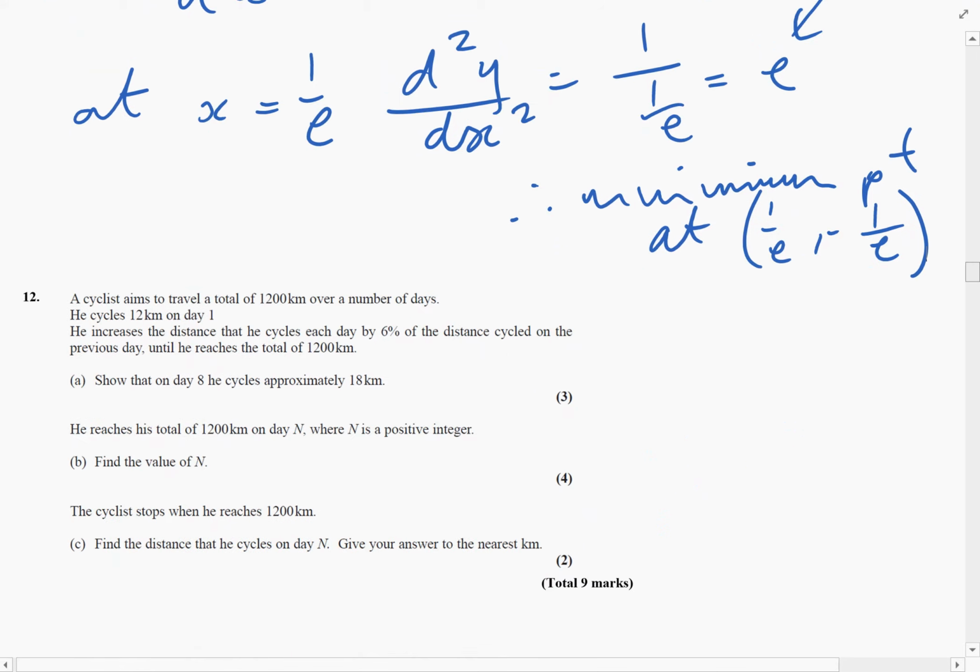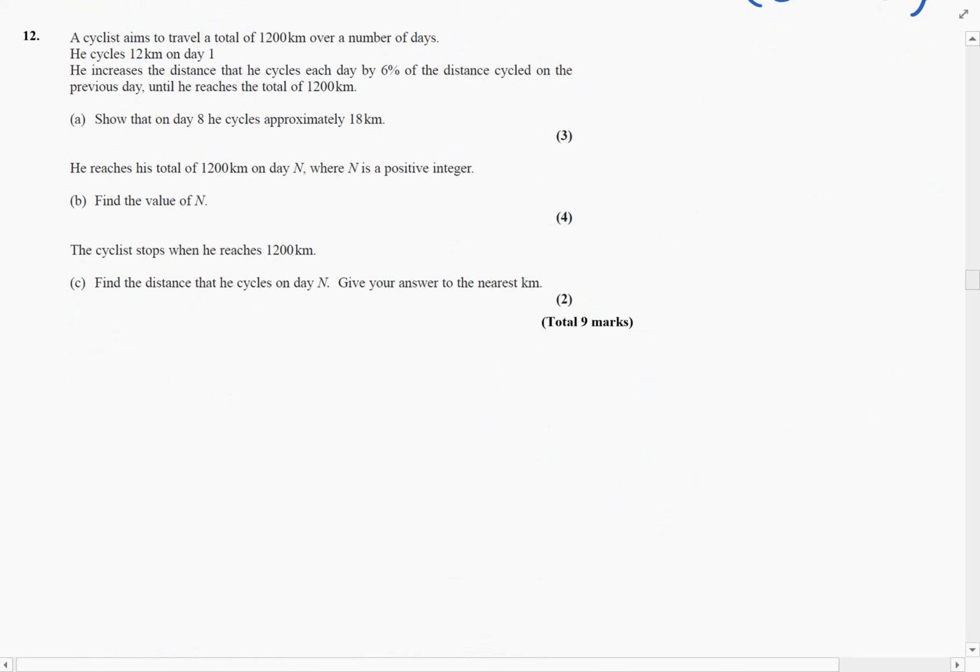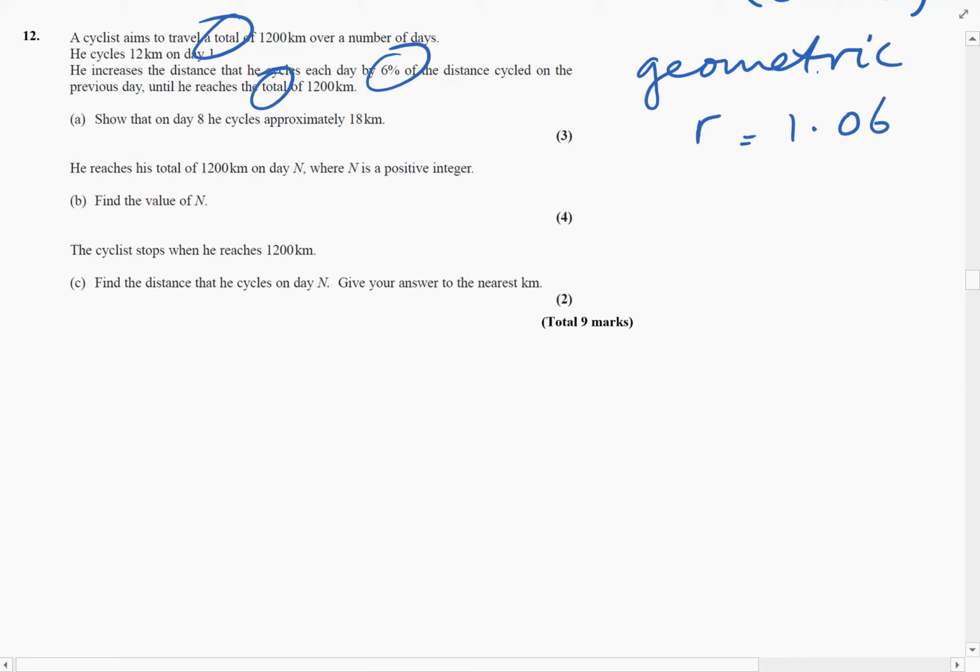Okay, next question, question 12. A cyclist aims to travel a total of 1200 kilometers. Now it says total there, so that means you're probably going to need to use the sum formula, or it's going to be a sequence. Because it's percentages, it's highly likely to be geometric, and R is probably going to be 1.06. And then it's talking about total here, so you're probably going to need to do the sum. At some point, you're going to need to do the sum formula, I would imagine.